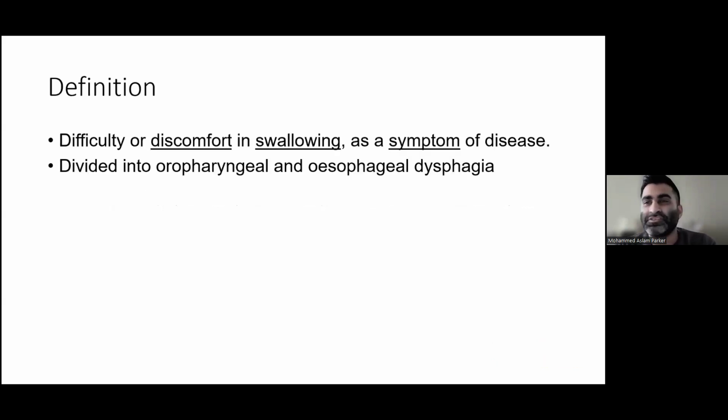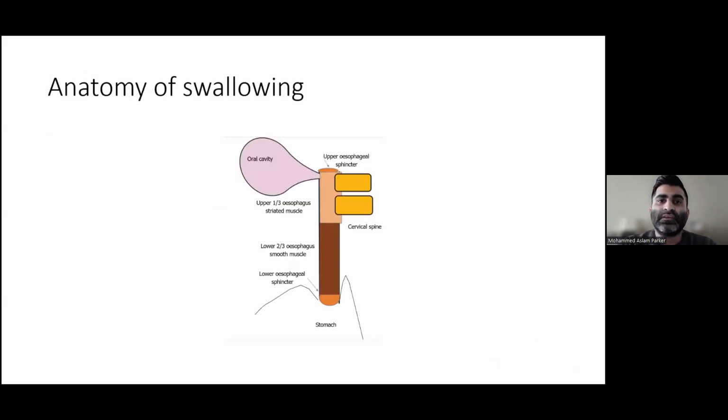So just the definition of dysphagia. It can be defined as difficulty or discomfort in swallowing as a symptom of a disease. And then it can be divided into oropharyngeal and esophageal dysphagia. The anatomy of swallowing is essentially divided into 3 phases: an oral preparation phase, a pharyngeal swallow, and an esophageal transit phase. Each phase involves coordinated muscle movements and neural control.